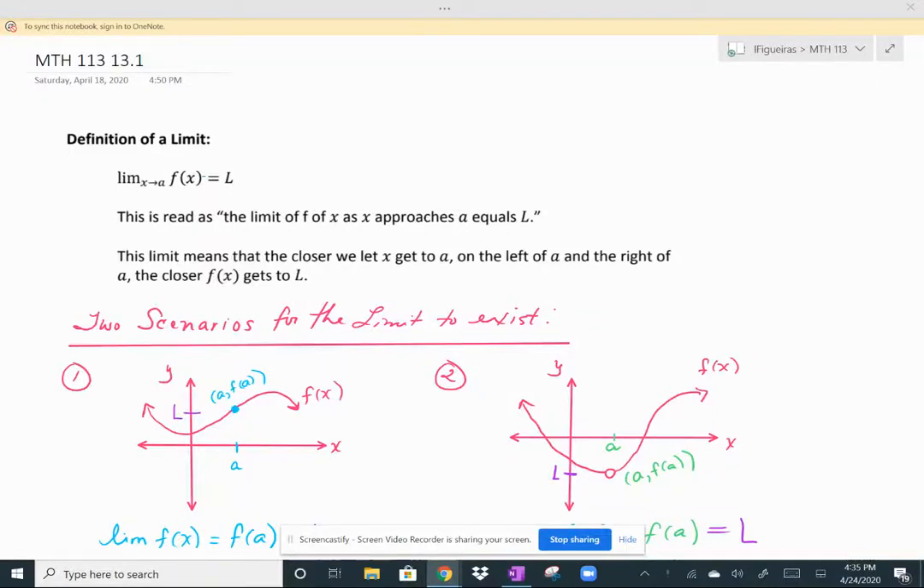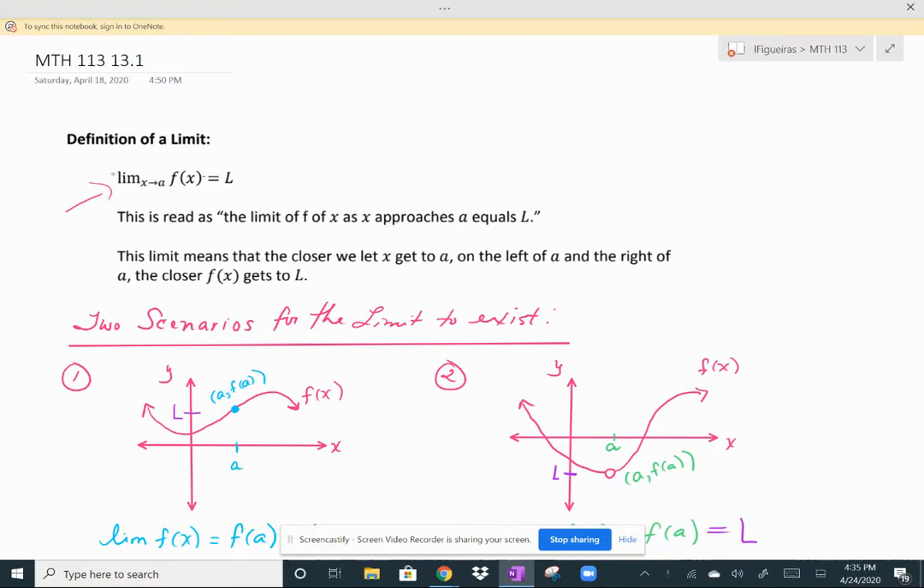Hi, this lesson is about the definition of a limit. So here's the notation. This is read as the limit of f of x as x approaches a equals L. This means that the closer x gets to a on both the left and the right side of a, the closer f of x gets to some value that we're calling L. L must be a finite number. So basically, a limit value is a y value, or a graph that's getting close to a y value.